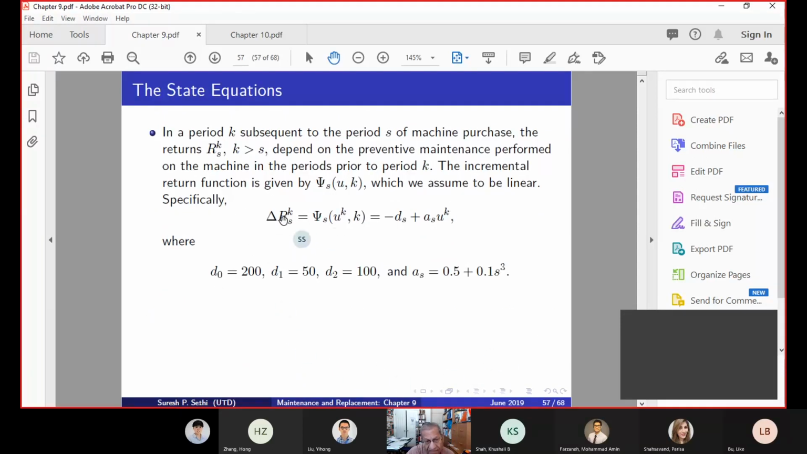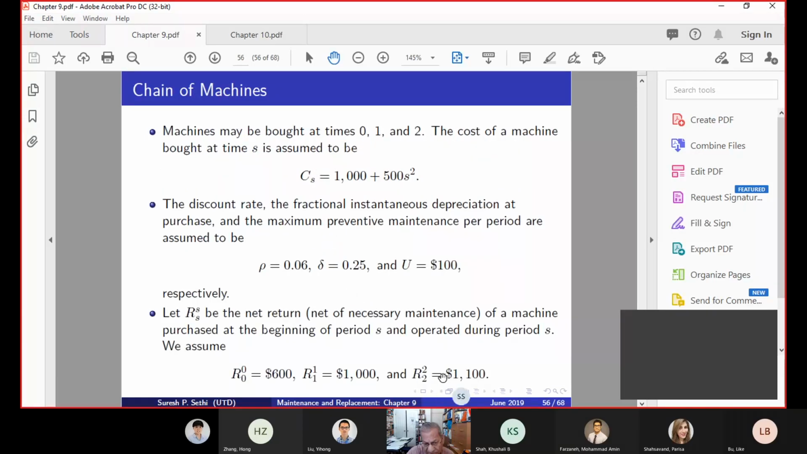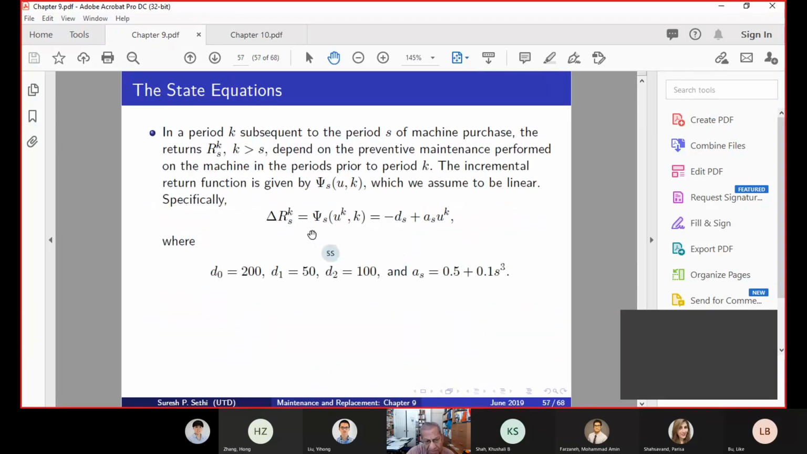Then I have a dynamics. Because I have these initial conditions, I then have a dynamics. Dynamics is given by this. And now I'm going to use Thompson. So Thompson says the value of the machine goes down by some fixed amount each period, and then it goes up by some kind of maintenance. So I have to supply you D_S and A_S. Those are the data. So D I'm going to supply as a table: D_0 is 200, D_1 is 150, D_2 is 200. And A_S I'm going to supply as a function: 0.5 plus 0.1 S cubed. Just for fun, I can just give you the numbers too.